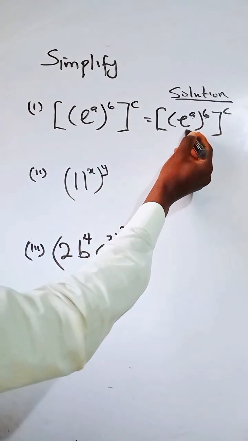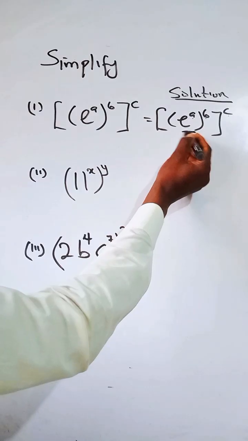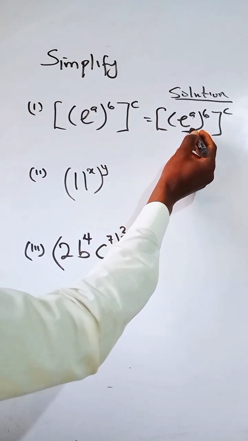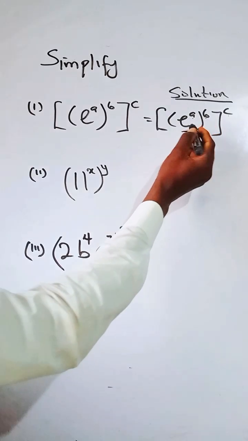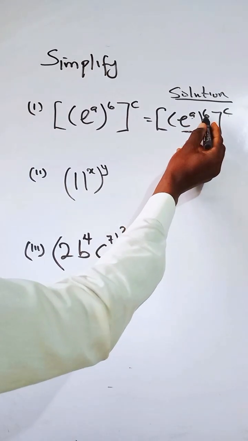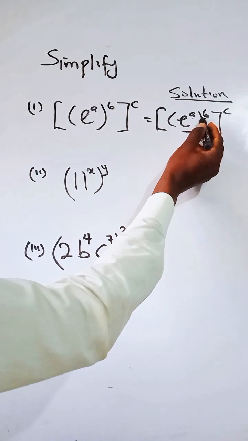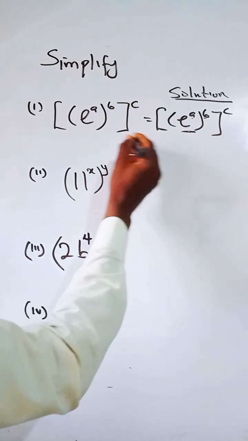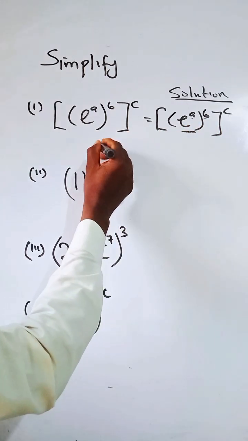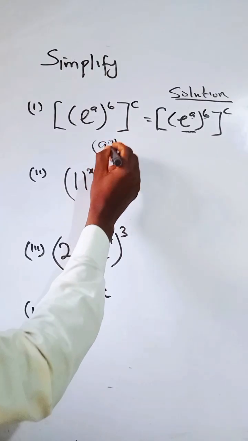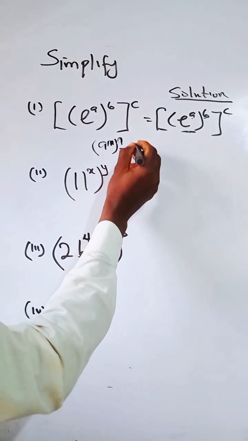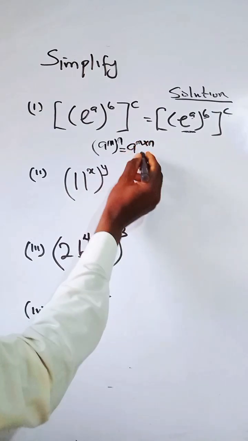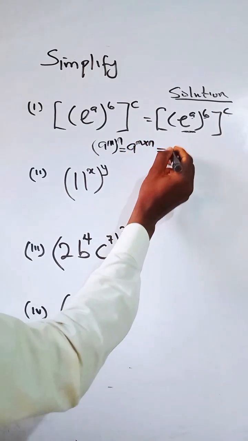So let us sort out the brackets within. By doing that, we have to apply the exponent rule. What that means is that we multiply the internal power with the external power. To apply the exponent rule, if you have a raised to power m, raised to power n, we multiply the powers together. So let us apply it here.